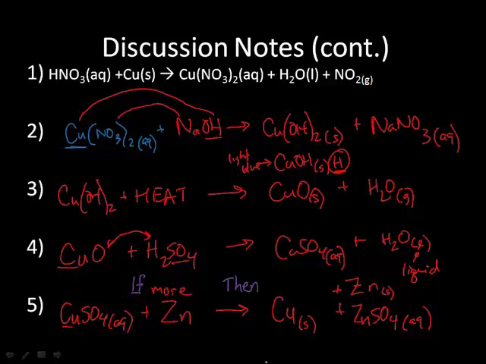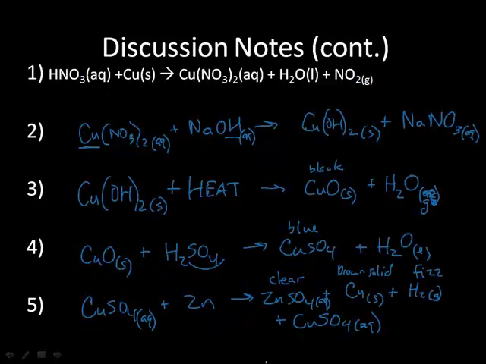If you had excess zinc, you would have extra zinc left over, and that would be another solid along with the copper. So this is a set of all the equations that we could see for the 5 steps in the copper cycle lab.